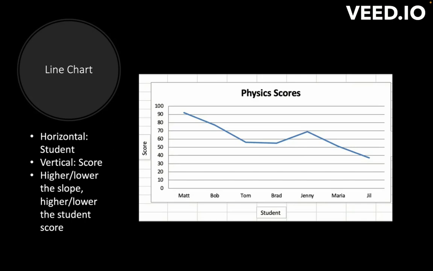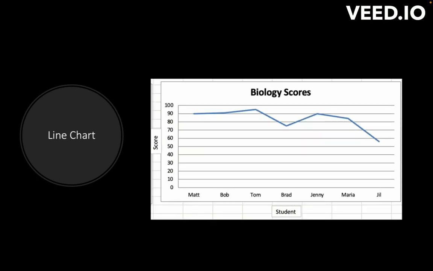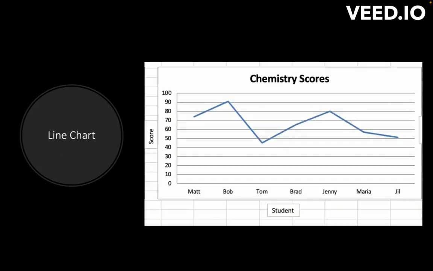So to give an example, Matt has the highest in terms of the physics, and Jill has the lowest in terms of the physics. So it shows that through having a higher slope. And these are the math scores, and these are the biology scores. These are the chemistry scores for the line charts.